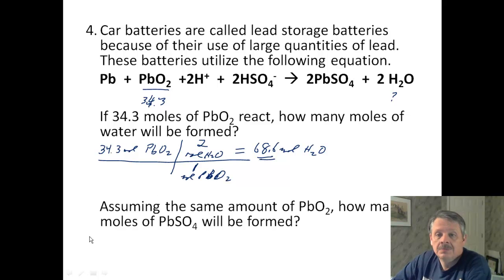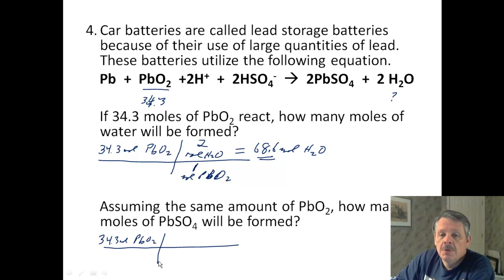Okay. So now assuming I start with the same amount of PbO2, so that's 34.3 moles of PbO2, how many moles of PbSO4, lead 2 sulfate, will be formed? Well, I am going from moles of PbO2 to moles of lead 2 sulfate.